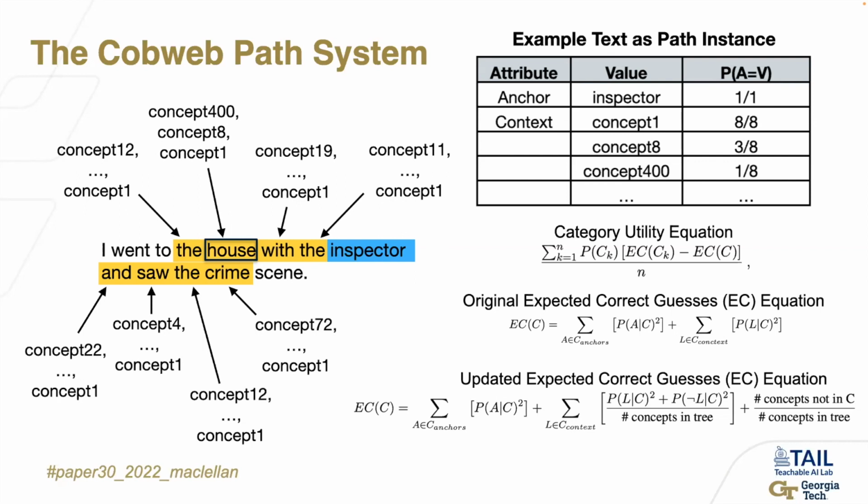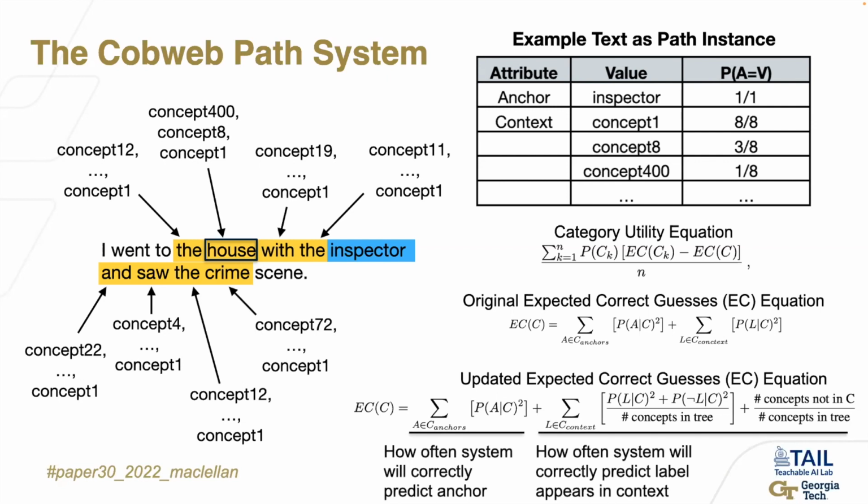In the leaf and word systems, we use the original formula for computing the anchor. That's the term on the left here. But we update the way in which we compute the context elements to basically say we're computing the probability that any given concept appears in the context or not. So it's almost like a multi-label prediction reformulation of the category utility score. We now have a way to take into account all the information in the path, where we're basically looking at the probability of the particular anchor word, and the probability that any given concept appears in the context or not.